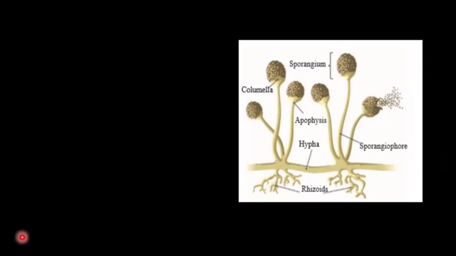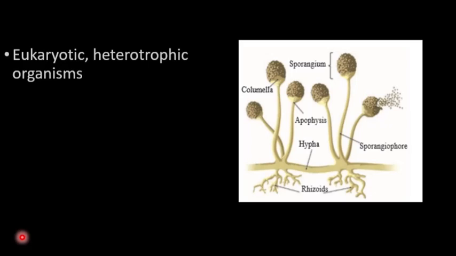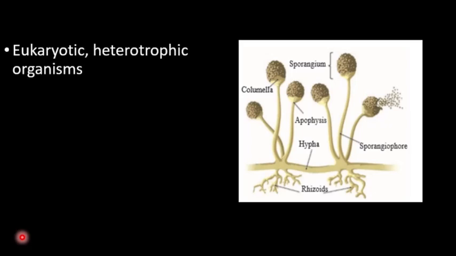Now, these organisms are eukaryotic and heterotrophic. Eukaryotic are the organisms which have a well-defined nucleus, and also they have a few cell organelles. Heterotrophic means they cannot prepare their own food. Some of them are saprotrophs. Now, saprotroph means that they feed upon decaying organic matter.